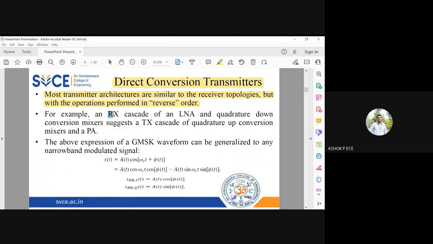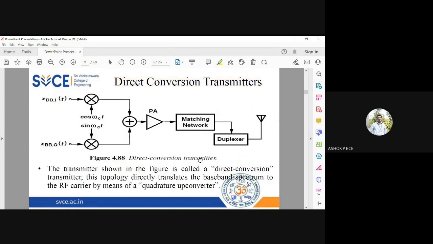The receiver consists of an LNA and a down converter. The transmitter will consist of a power amplifier and an up converter. It's going to be the exact opposite. And you see, I'm going to take the GMSK waveform and write the signal like this. The signal has two components, in phase and quadrature phase. So I can write the signal internally as: take the in phase and quadrature phase, multiply by LO, add them, power amplifier, matching network for the antenna, and then transmit.